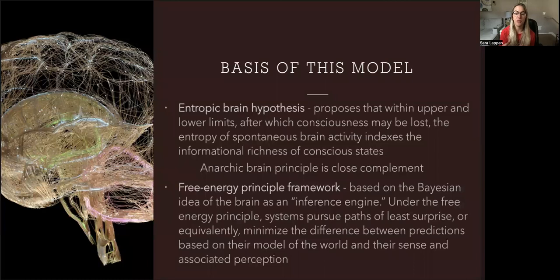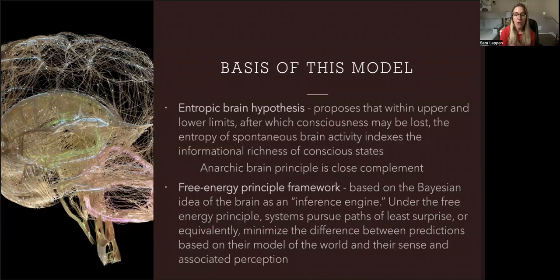Under the free energy principle, systems pursue paths of least surprise, or equivalently minimize the difference between predictions based on the model of the world and their sensations and associated perception. So the Bayesian framework uses metered data to infer the most likely distribution of the modeling parameters. Bayesian calibration allows for a comprehensive evaluation of measurement errors, modeling input uncertainties, and model discrepancies. We talk about Bayesian statistics, but this is something that can be applied to your brain as well.